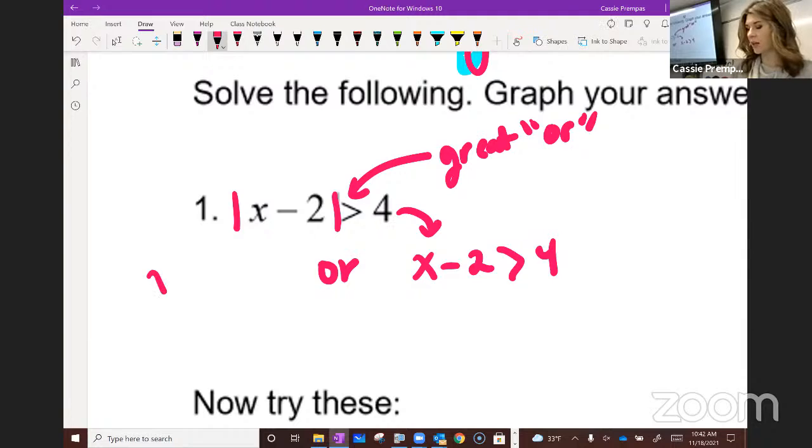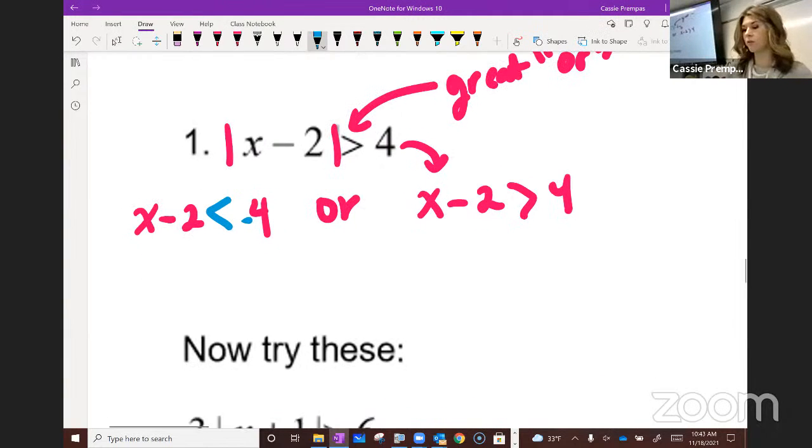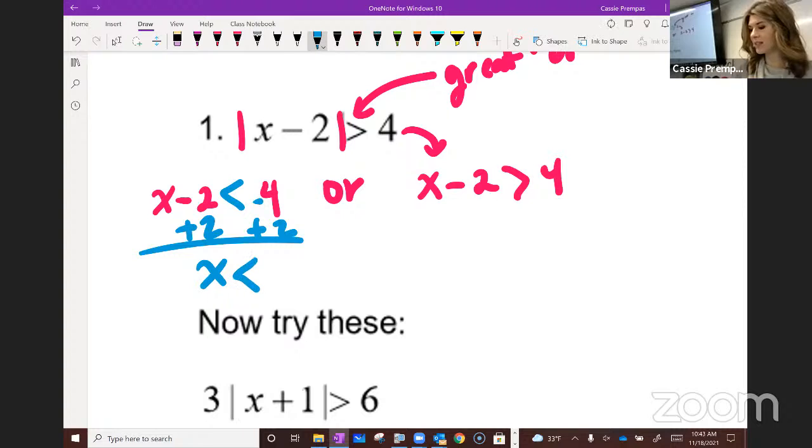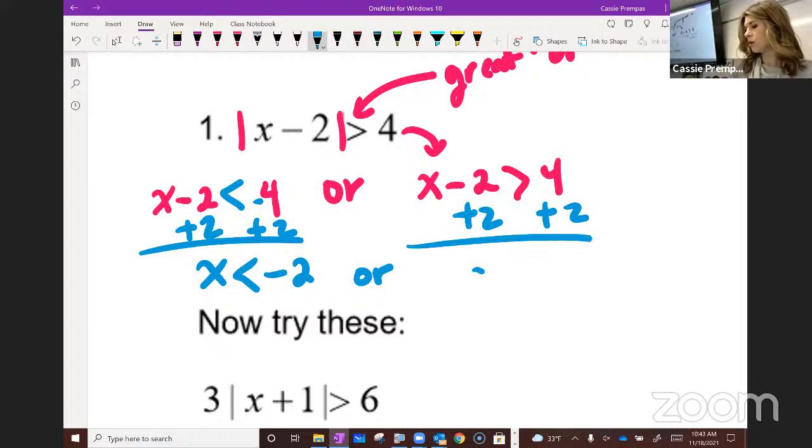Or on the other side, I'm going to copy the exact values, but I'm going to flip the sign, make it a less than symbol and make that number negative. I've heard some students like to think of it as when you divide by a negative, you have to flip the sign. That's great. Flip the sign and make this one negative. Now we solve for both of them and then write our answers in interval notation. So how do I get x by itself? Add 2. And I see that the values of x have to be less than -2, or add 2, or they have to be bigger than 6.